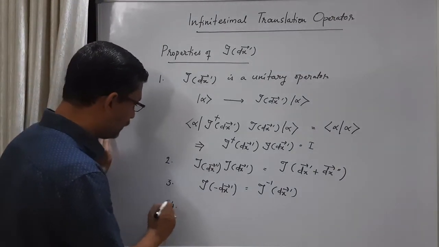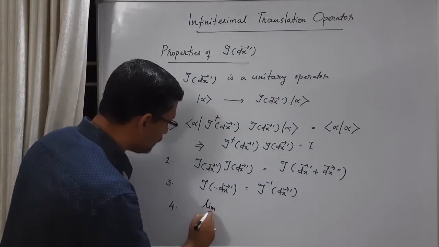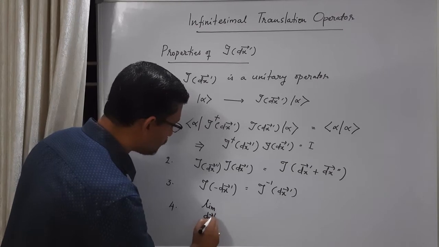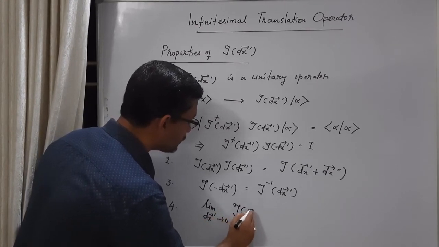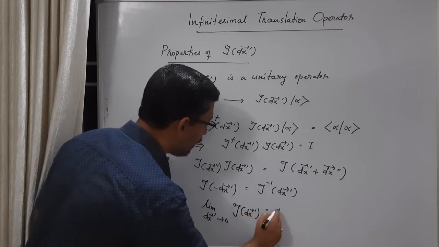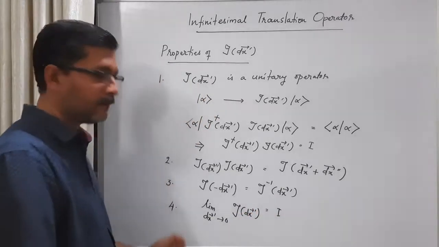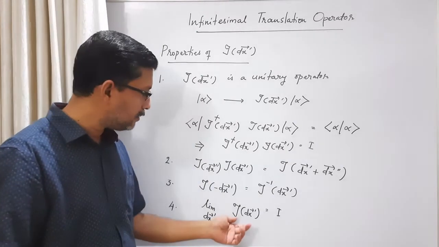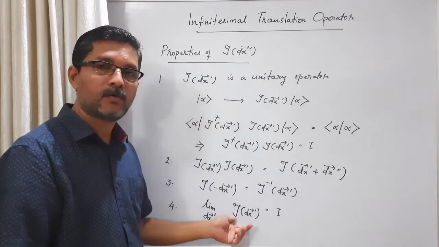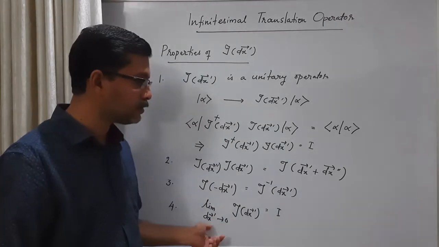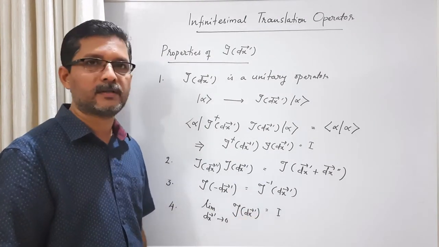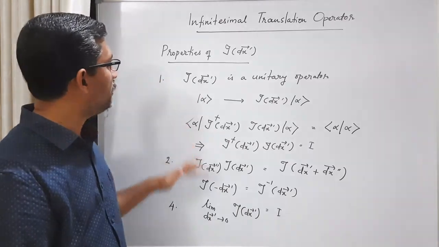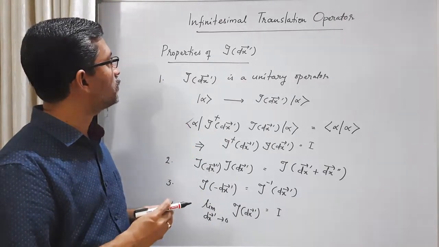And the fourth property: if you take this limit dx' tends to 0, then this infinitesimal translation operator must be the identity operator. Again, this is logical. This operator shifts the base ket by an amount dx'. So in the limit dx' tends to 0, this should not make any change to the base ket. That means it must be the identity operator. So these are the basic properties of the infinitesimal translation operator.